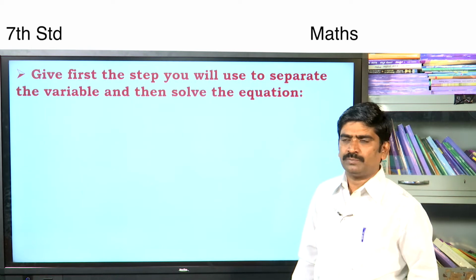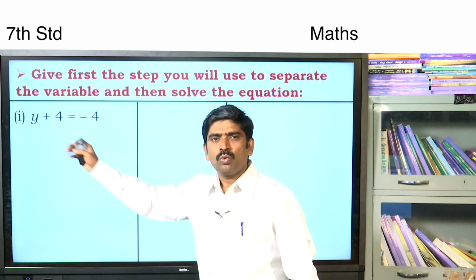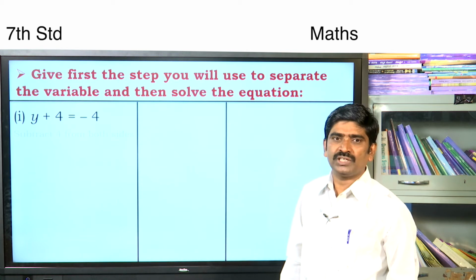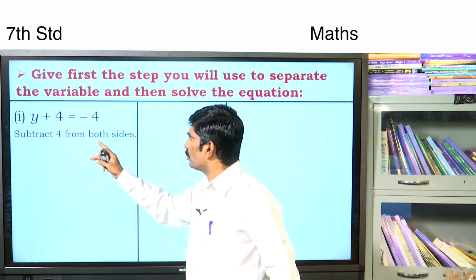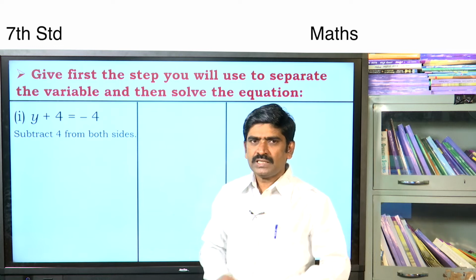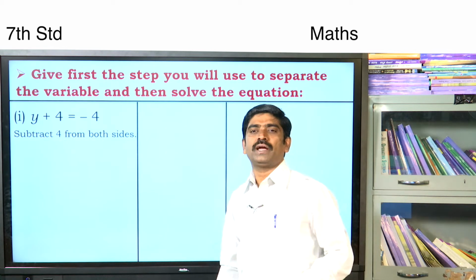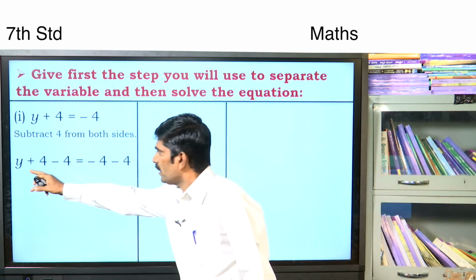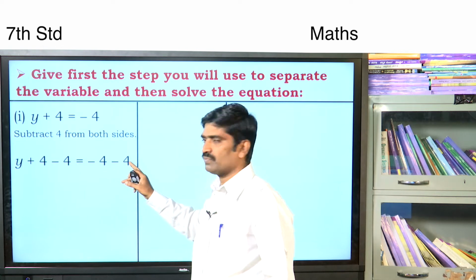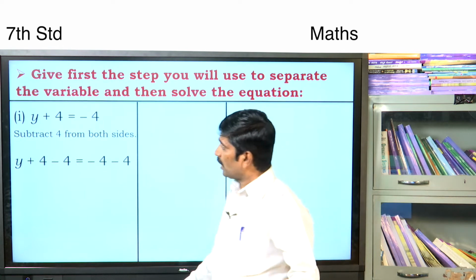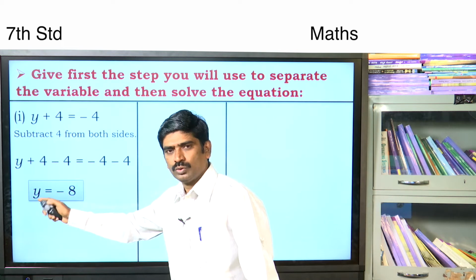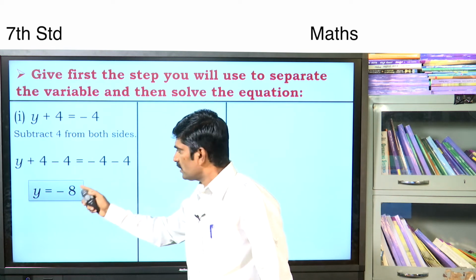First one, what is the equation? The equation is y plus 4 is equal to minus 4. What is the step we used here? Subtract 4 from both sides. Why? Because here plus 4 is there, that's why we must subtract 4 on both sides. Therefore, y plus 4 minus 4 is equal to minus 4 minus 4. Therefore, plus 4 and minus 4 comes to 0. Therefore, y is equal to minus 4 plus minus 4, that is minus 8.